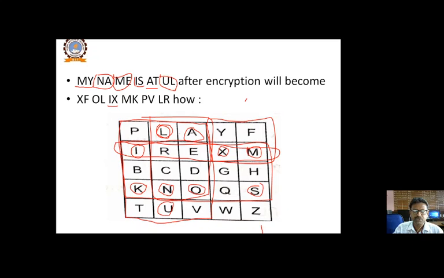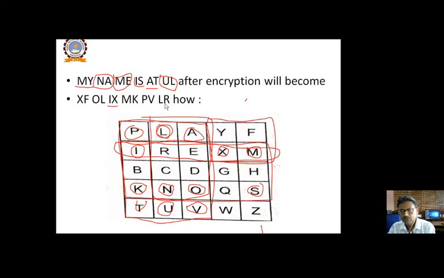So A will be replaced by P, the corner element in the same row, and T will be replaced by V, the corner element in the same row. So that is why you will find that MY will be replaced by XF, NA will be replaced by OL, ME is replaced by IX, IS will be replaced by MK, AT will be replaced by PV, and UL will be replaced by LR.